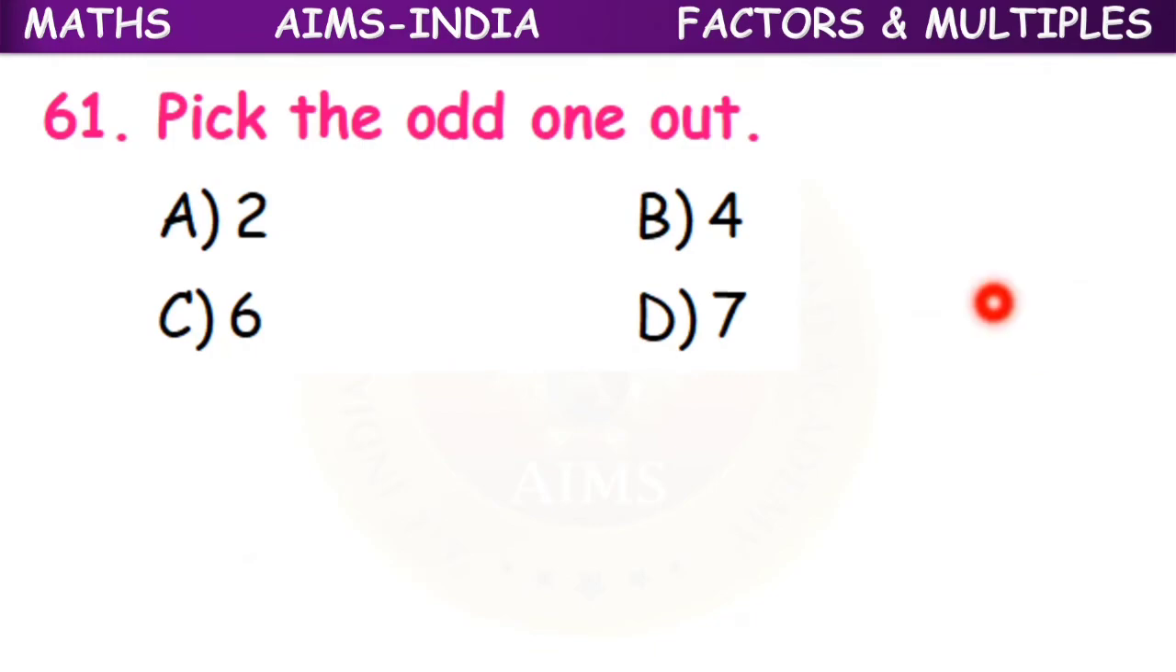Next question 61. Pick the odd one out, and the options are 2, 4, 6, 7. Now what is the odd one, children? The odd one is that one number which is different from the other three numbers.